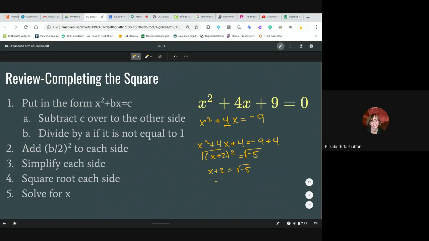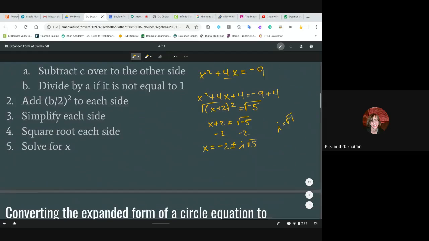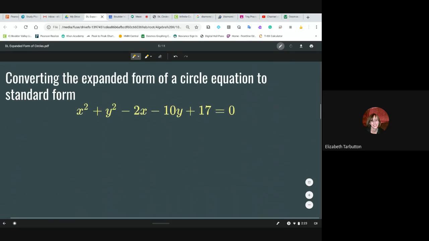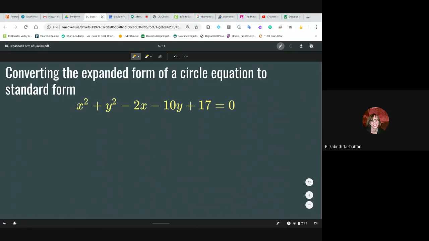Then solve for x. So we could get x equals -2 plus or minus i root 5, where we're taking out i as the square root of -1. So hopefully you remember that from way back in October. If not, hopefully it's not taking too much to come back to you now. We're going to use that when we convert the expanded form of a circle equation into standard form.